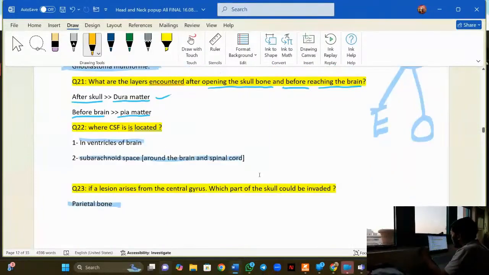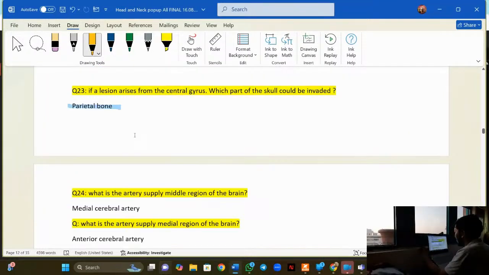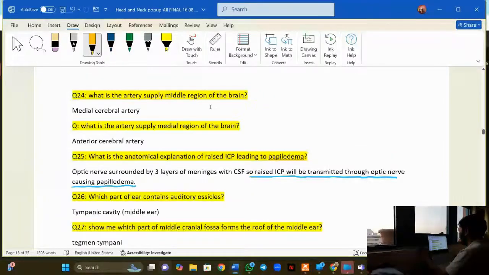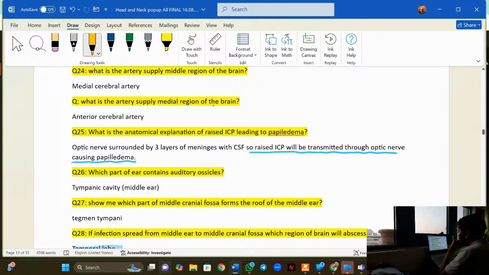CSF is located in the ventricles of the brain. If a lesion arises from the central gyrus, which part of the skull will be involved? Parietal. And which artery supplies the middle region of the brain? Middle cerebral artery. And the medial region? The anterior cerebral artery.